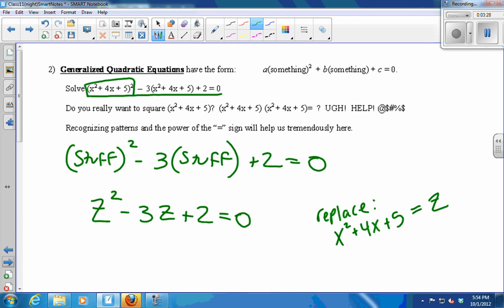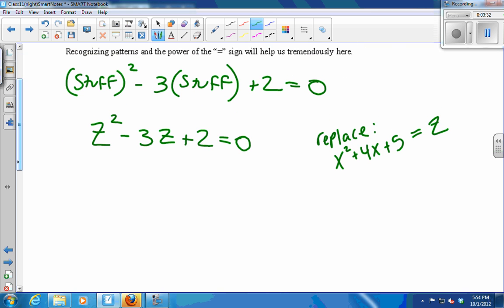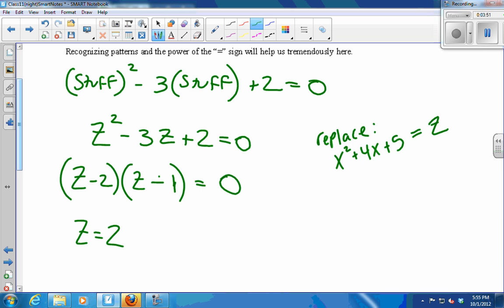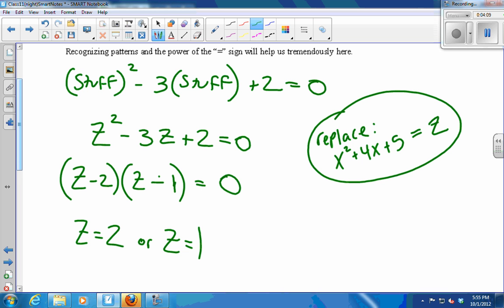Now, this is not a very difficult equation to solve. This one with the z's in it, because it factors. This would be z minus 2 times z minus 1. So z equals 2 or z equals 1. But the question asked me to solve for x. I want to figure out what x is. So once I know what z is, what my stuff is equal to, I go back to this replacement equation that I had, plug in the numbers for z, make z a 2 and make z 1 and find out what the x's are.